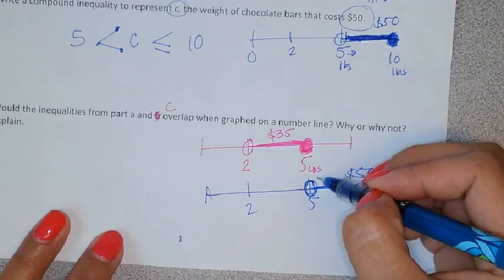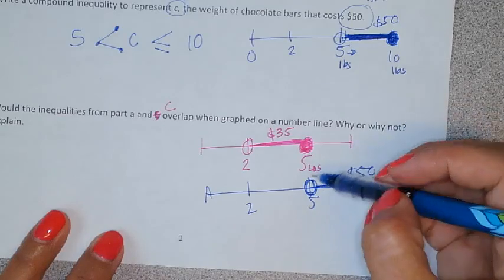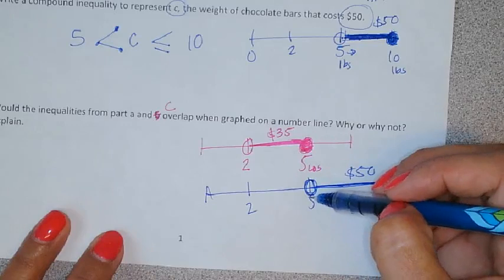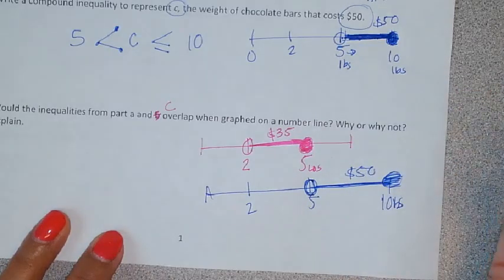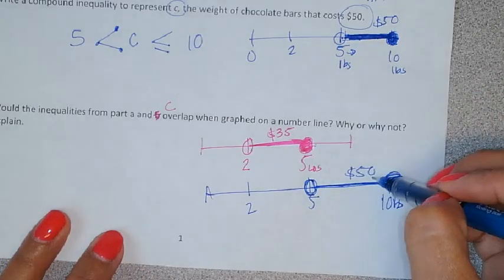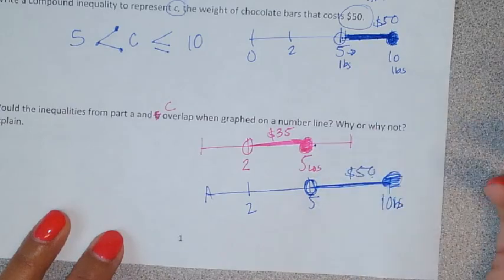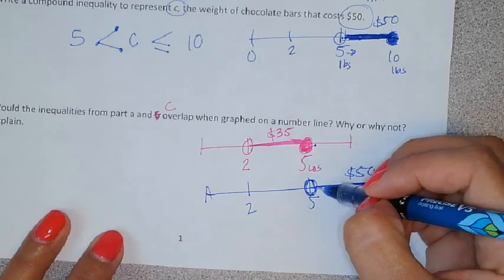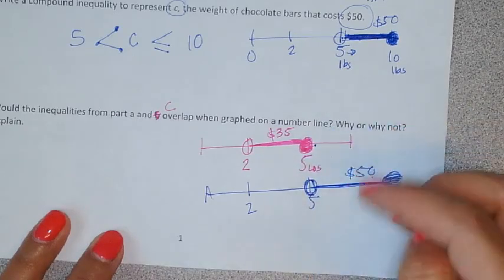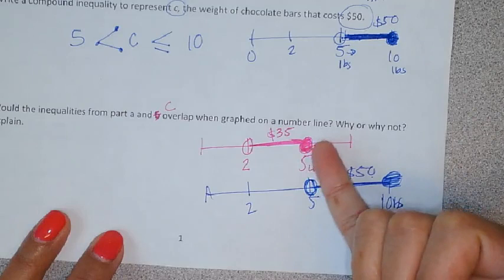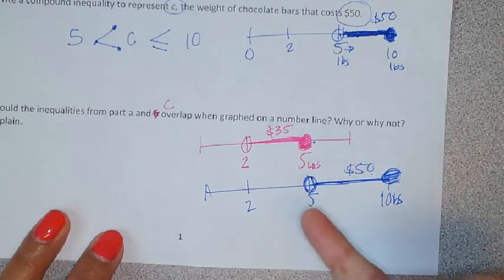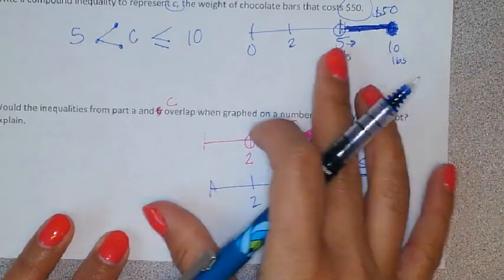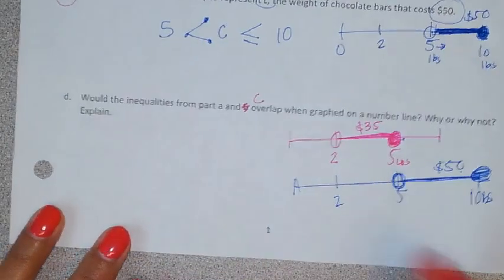If a customer walks in to buy 5 pounds of chocolate and 5 pounds is included in both, in other words, if they would overlap, then the customer would not even know what to pay. Well, am I paying $35 or am I paying $50 because the 5 pounds would be included in both? So we cannot have that in the same category. So if the 5 pounds is already in the $35 category for chocolate price, it cannot be in the $50 one as well. So this one has to be open. So you would say that there's no overlap.